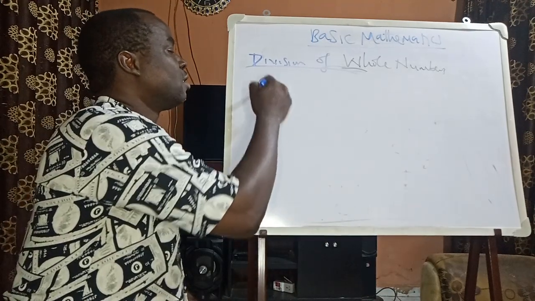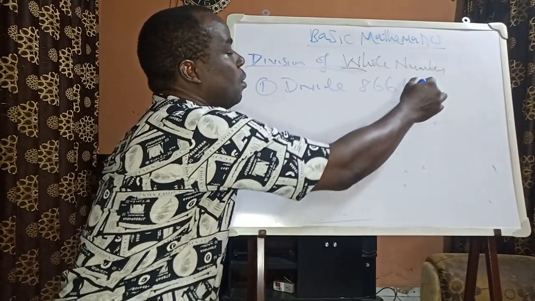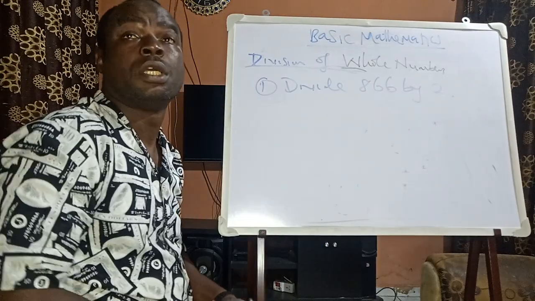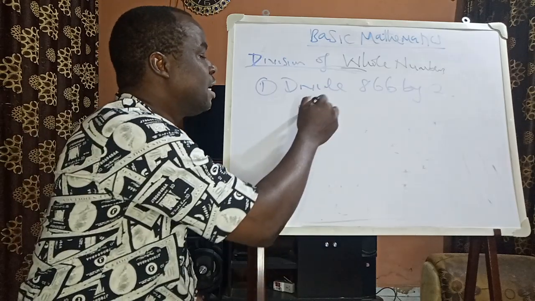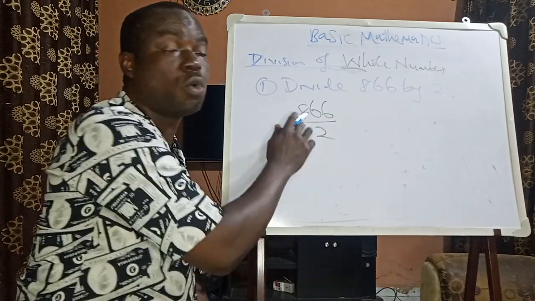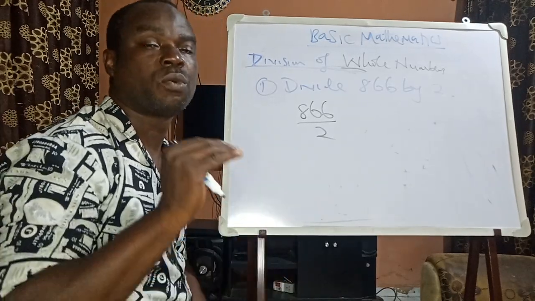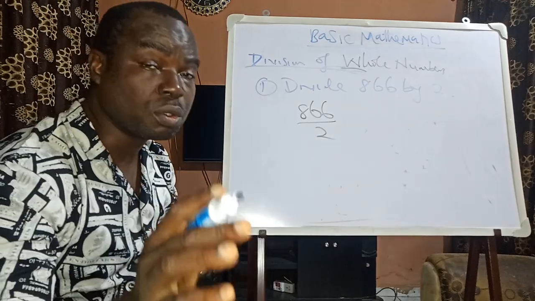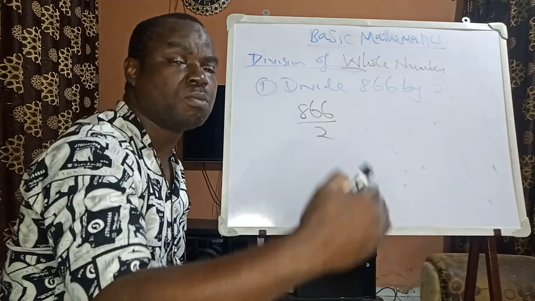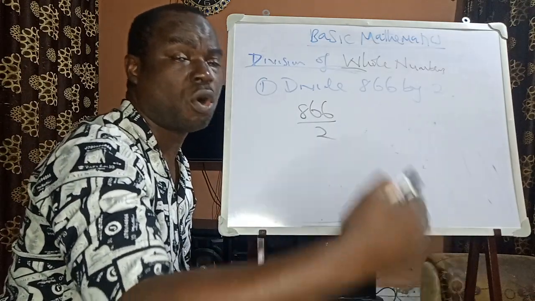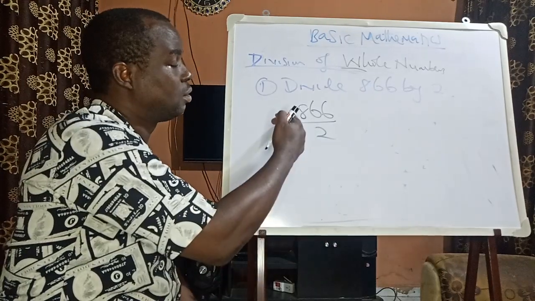So quickly, let's divide 866 by 2. Then if you want to divide, listen very, very carefully. If you are dividing 866 by 2, this 866 over 2. Over 2 means divided by 2. Now, you will use this number. Division starts from the left. The addition, subtraction, and multiplication we did all started from the right. Am I correct? Now, division starts from the left.